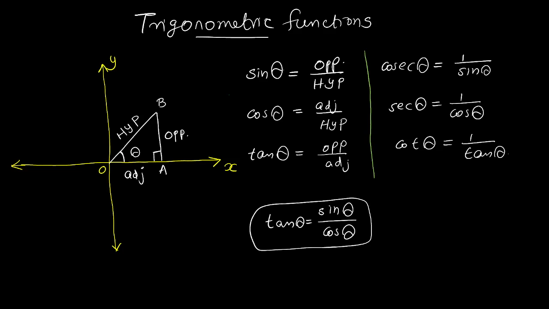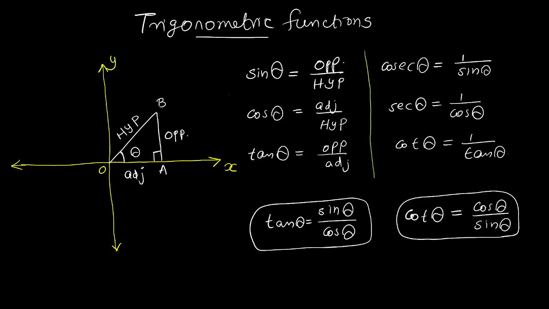Can I take the reciprocal on both sides? Yes, I can take the reciprocal on both sides. The reciprocal of tan is cot. So on the right side I am taking the reciprocal. We get another identity, cot theta is cos theta by sine theta. So please write it down.